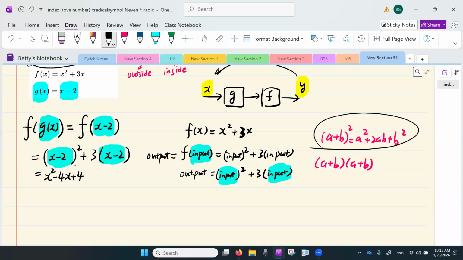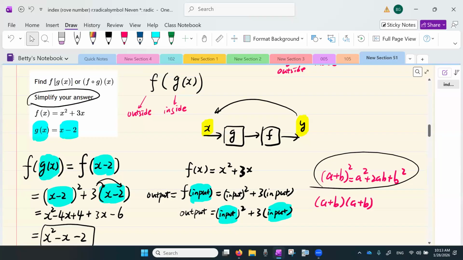Okay? And then I'm going to apply the distributive property to remove the second parenthesis: 3 times x, 3 times -2, -6. And then I'm going to see if I have any like terms to combine. -4x plus 3x is negative x, 4 minus 6 is -2. All right, this is your formula for the composite function f of g of x. That is your answer.